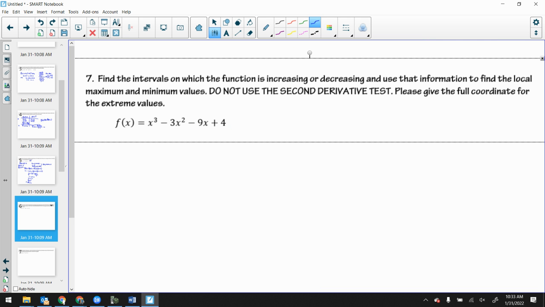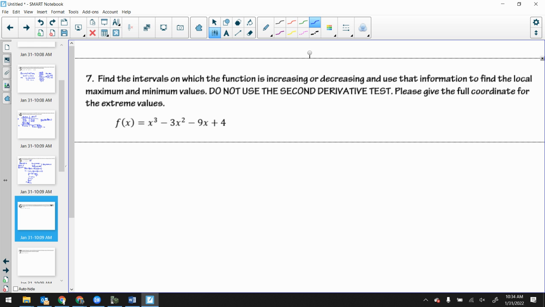Number 7, find the intervals on which the function is increasing and decreasing. Use that information to find the local maximum and minimum values. Do not use the second derivative test. Give the full coordinate for the extreme values. Find the intervals on which the function is increasing or decreasing.